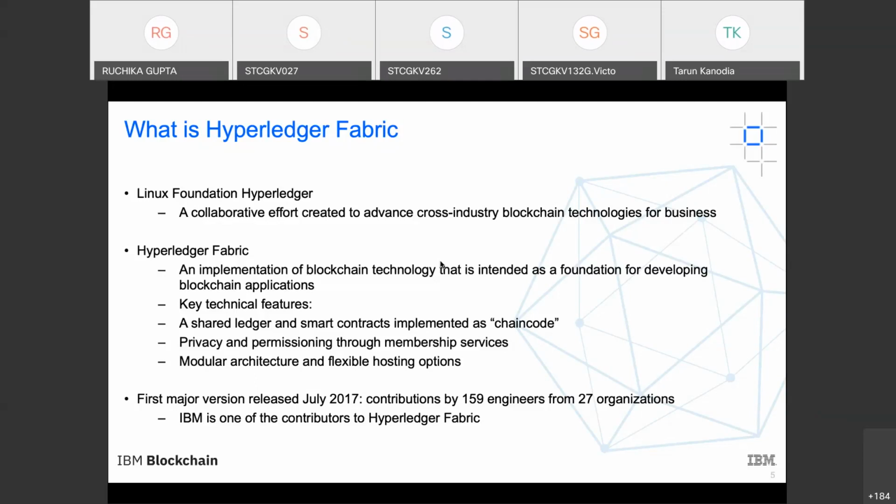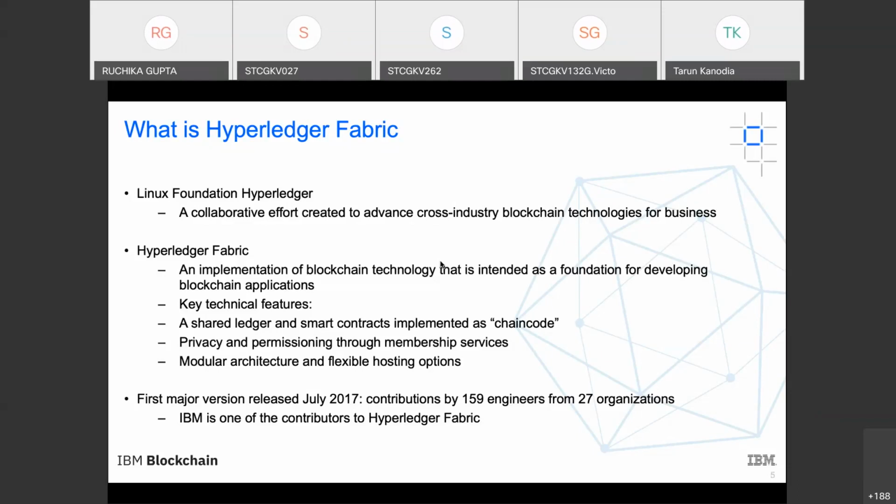Then the crux is, how do you maintain the identity? How do you track the identity? And how do you ensure privacy? So you have the privacy and permissioning, which gets achieved by one of the components called the membership services. And what they have tried to do in Fabric is keep the architecture as modular as possible so that you can have different components being plugged and played.